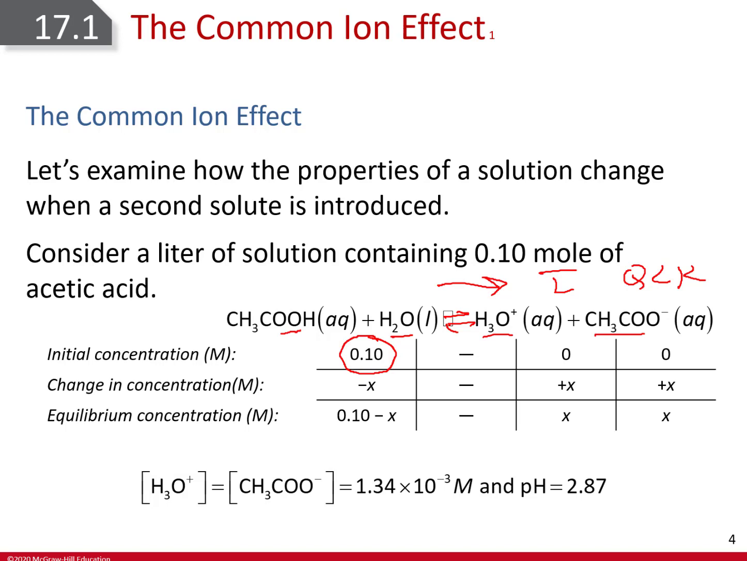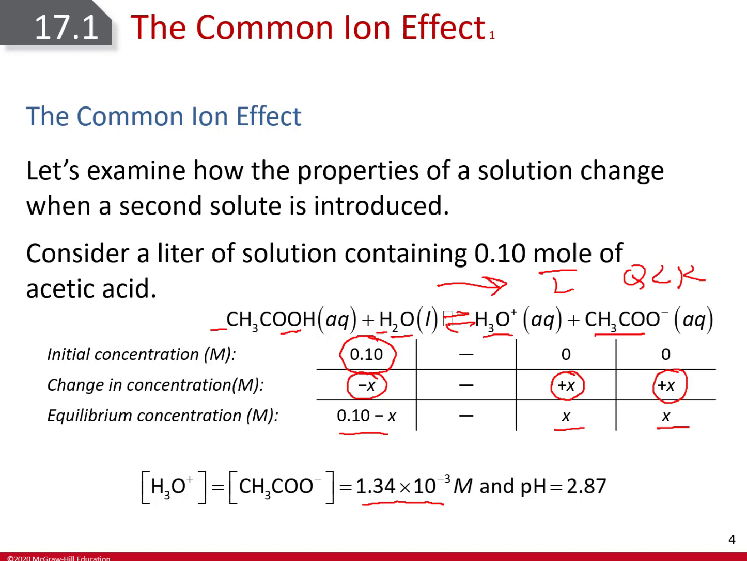Since the coefficients here are all 1 to 1 to 1, we're going to lose X amount of the acetic acid. We're going to gain X amount of the hydronium ion and X amount of the acetate ion. Add those together, we get our equilibrium terms: 0.10 minus X for the acetic acid, X for the hydronium ion, X for the acetate ion. When we calculate X out, it's going to be 1.34 times 10 to the negative 3 molar.